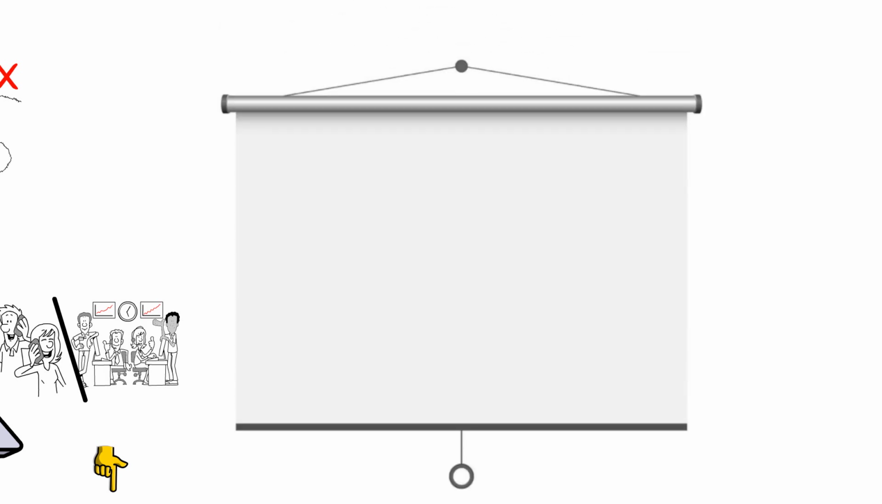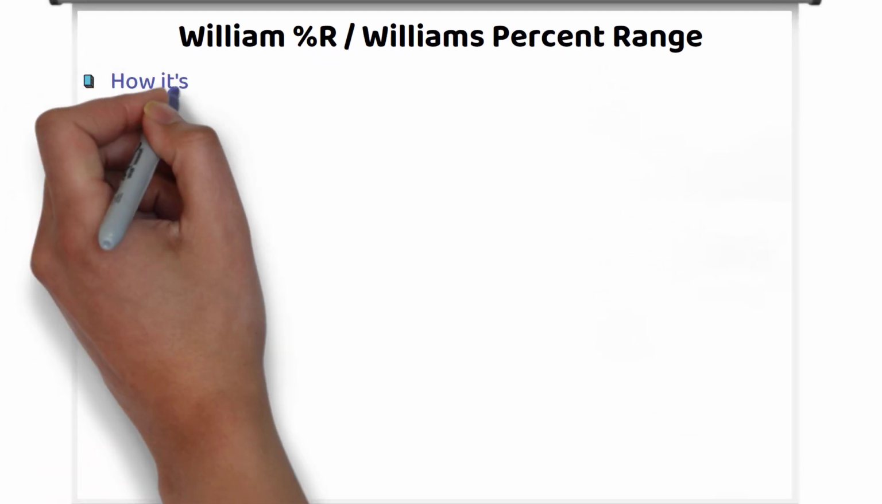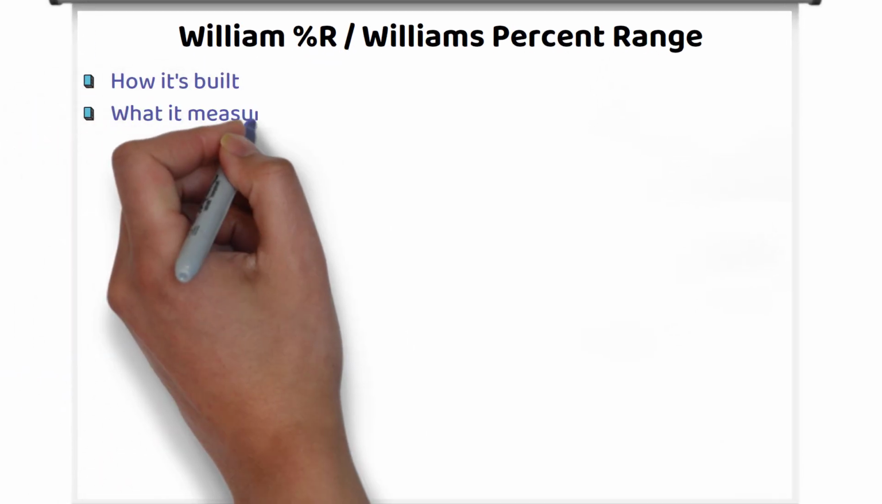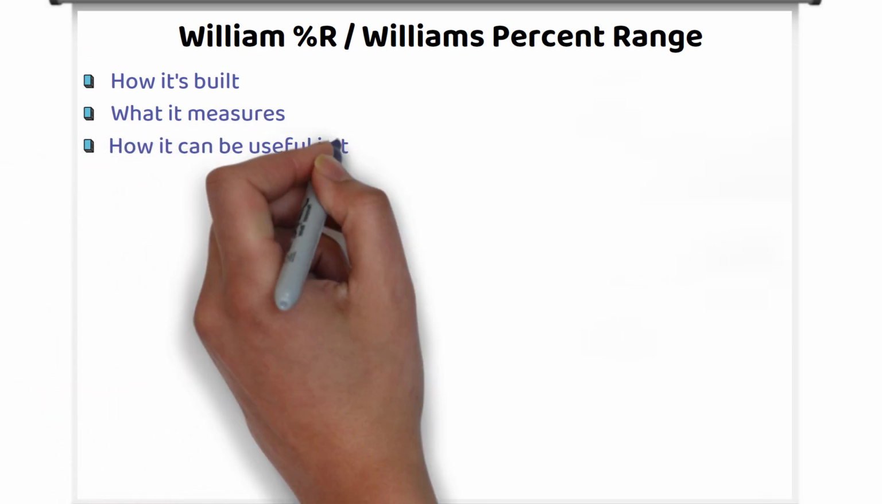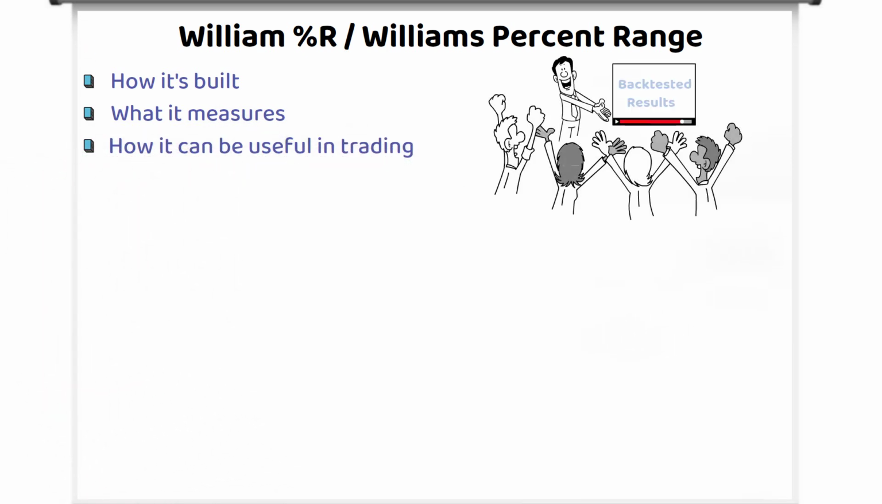In today's video, we discuss an interesting indicator, Williams %R or Williams % range. We determine how it's built, what it measures, and how it can be useful in trading. We also discuss the impressive backtested results of the strategy later in the video.